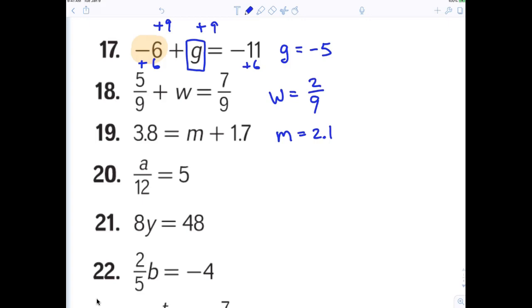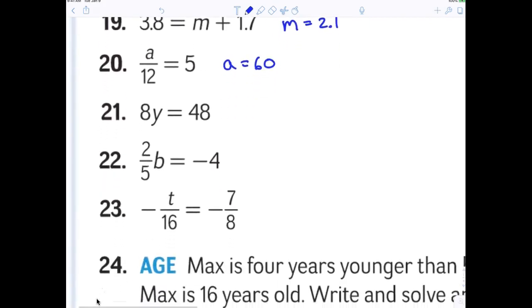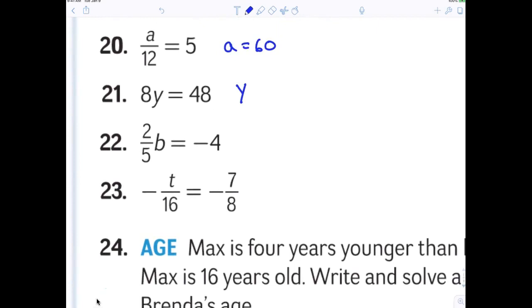So you tell me, how do I undo division? Yep, and so the answer is 60. What is 60 though? A, yes, because we're writing it as an equation. A equals 60. I'm pretty happy with that. 5 times 12, that's it. Does anybody have any issues? Tell me the next one. Y equals 6. I'm happy with that.